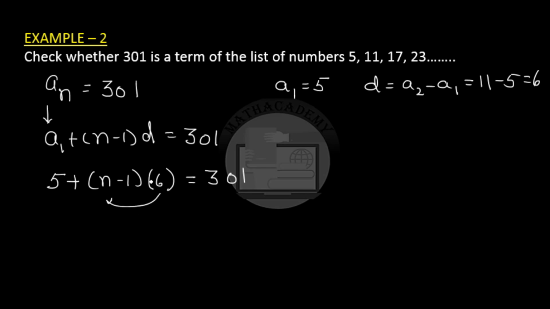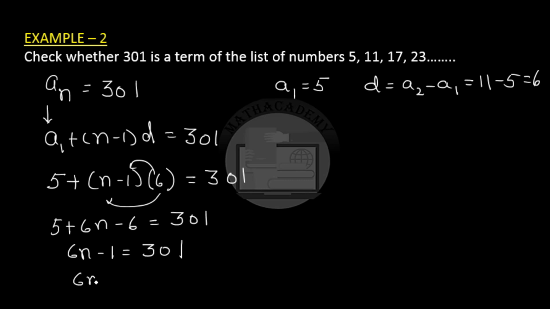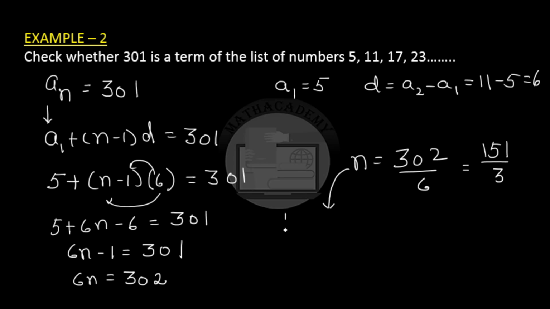Let us distribute 6 to n and negative 1 to get 5 plus 6n minus 6 is equal to 301. 6n minus 1 is equal to 301 and 6n is equal to 302. So what is n here? n is equal to 302 over 6, which is equal to 151 over 3. Now what is n? n is the position of the term.